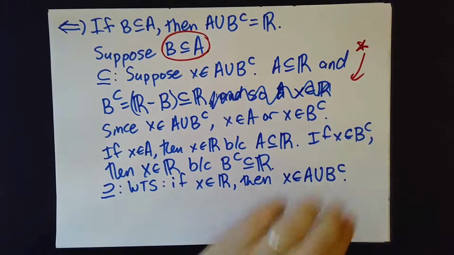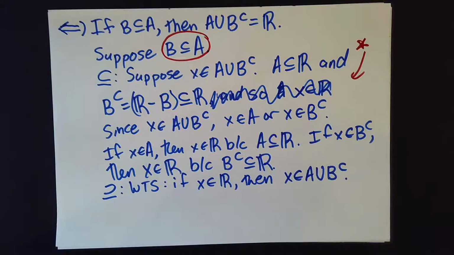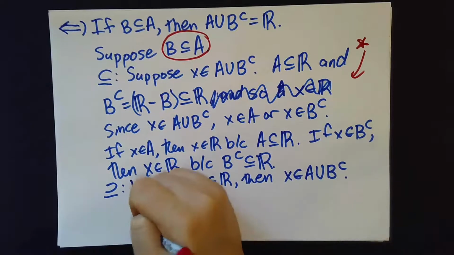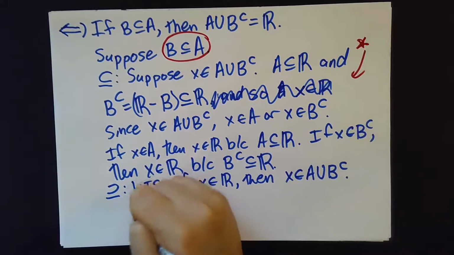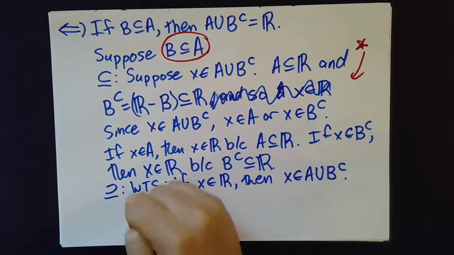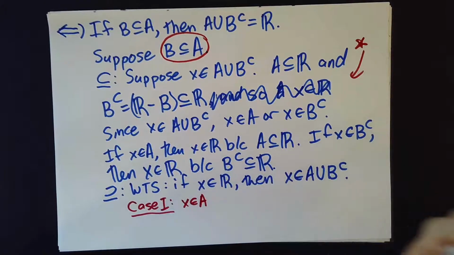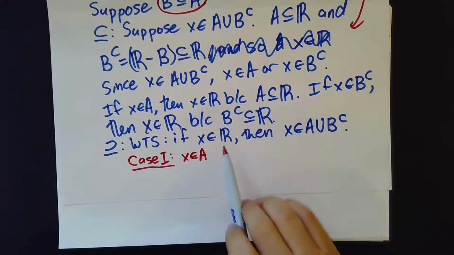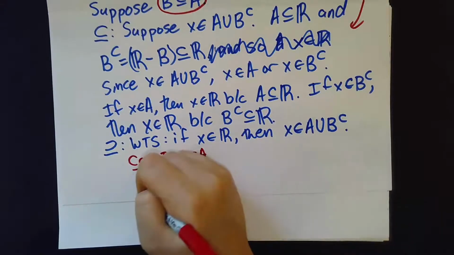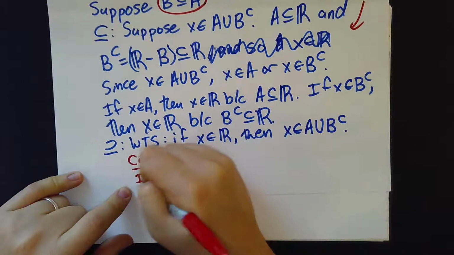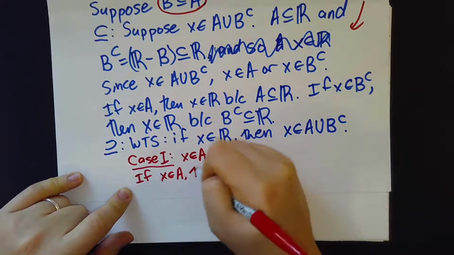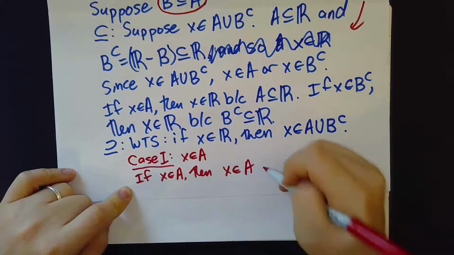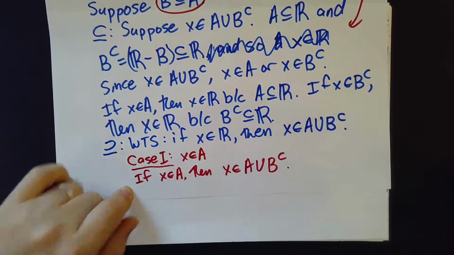This one, though, this one becomes interesting. Okay. So really, there's two possibilities here. My case one is that X is in A. Okay. If X is in A, then definitely X is in A union B complement. And then I'm done.